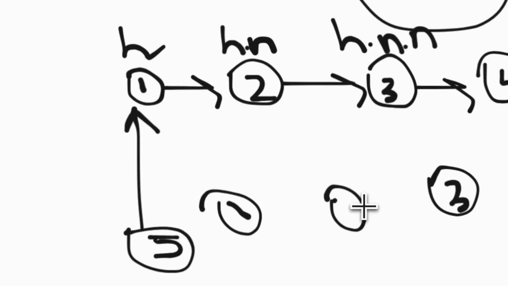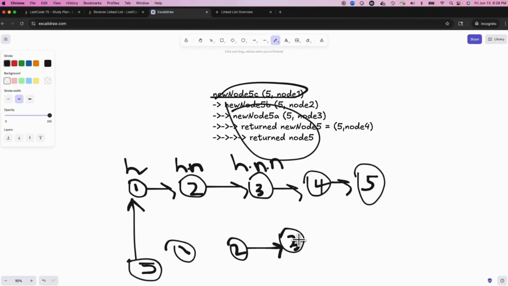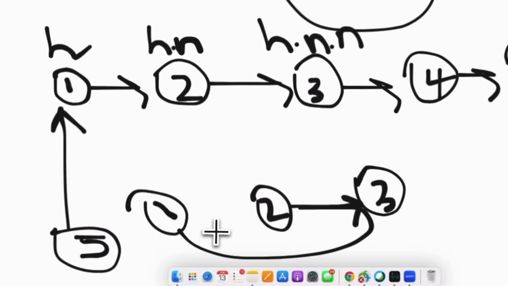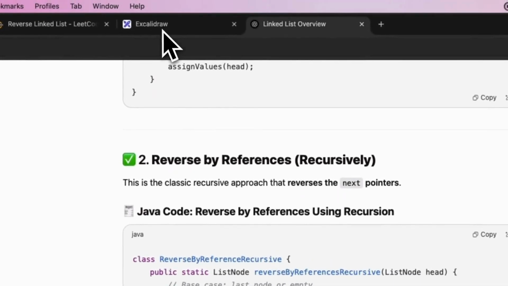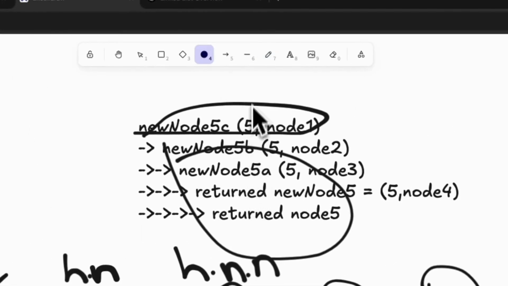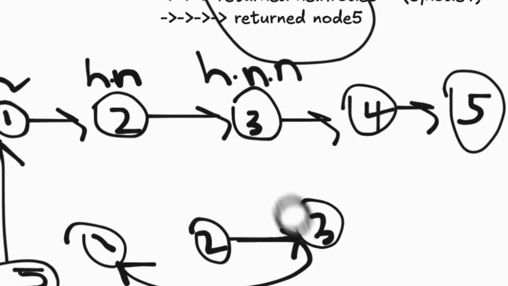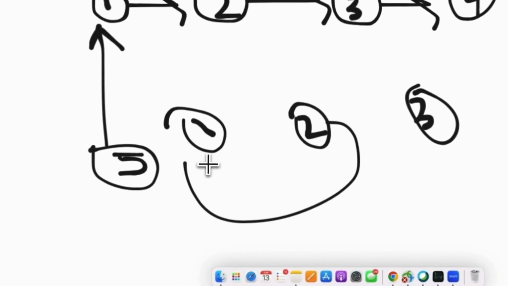2 is referencing 3. Sorry, 2's head.next is this one. .next is not 3, so it's referencing this one. Okay, so 2.next is equal to head, and head.next becomes null. And nothing has happened to 3 yet, okay? I'm so sorry about that. 3 is still doing its work, it's just sitting there. This is referencing this, and this reference became null.